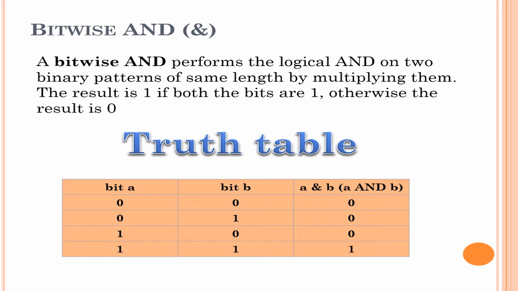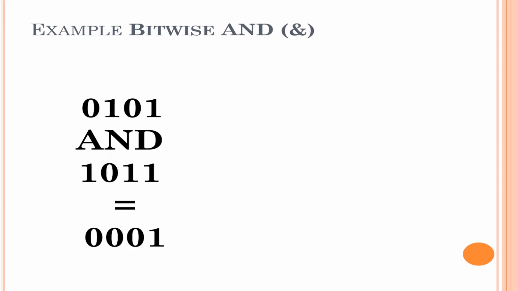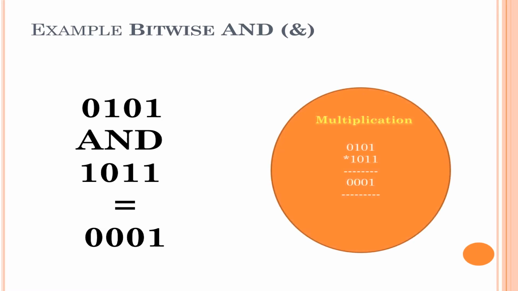Next, take an example to perform the AND operation on bits. 0101 AND 1011 is equal to 0001 based on the truth table. So, you need to understand the truth table very clearly.